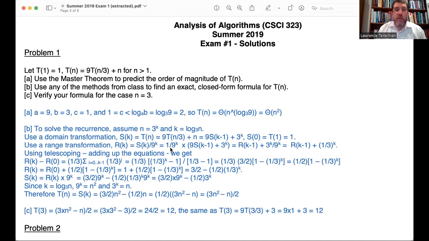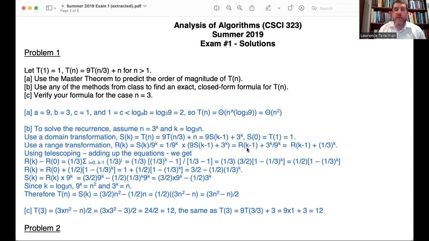So I multiply the whole s of k thing by 1 over 9 to the k. And I say, okay, now what happened to the 9 times s of k? I divide that by 9 to the k. So I have 9 times s of k minus 1 divided by 9 to the k. That's like s of k minus 1 over 9 to the k minus 1, which is the same as r of k minus 1. Okay, so that's where that r of k minus 1 came from.